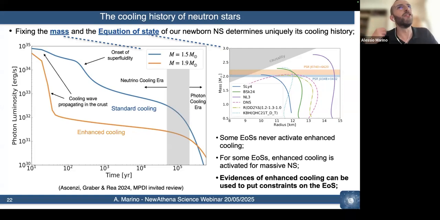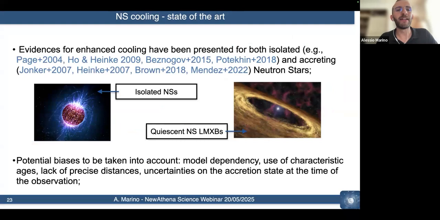And actually, this is not a new idea. There have been several claims of enhanced cooling in the past for both isolated and accreting neutron stars. The problem is that there has never been smoking gun evidence for enhanced cooling, because for isolated neutron stars, there is model dependency.